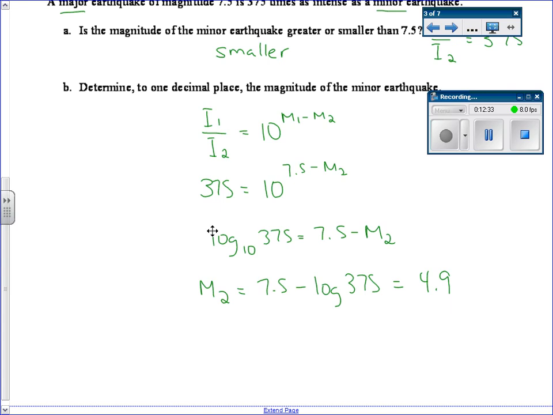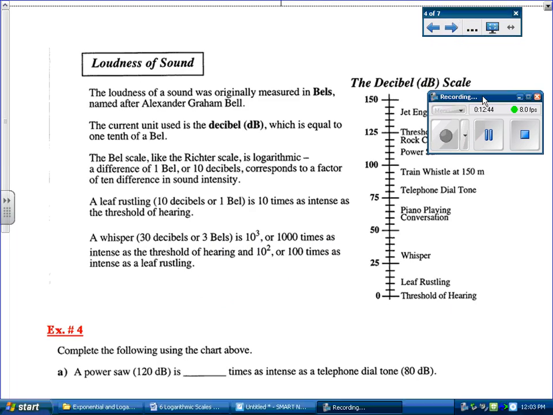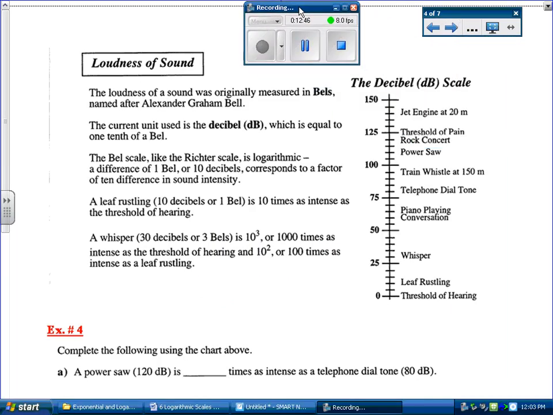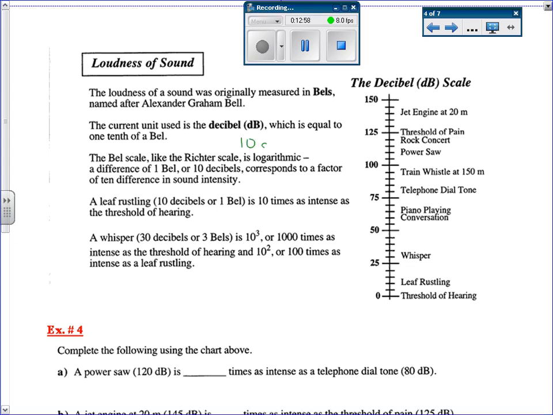Okay, so that's the Richter scale. We're going to look at loudness of sound and pH, which is essentially the same thing. All that we're really changing in our formula is what the variables stand for. So if we go to loudness of sound, what we're working with here is decibels. The loudness of sound was originally measured in bells, named after Alexander Graham Bell. But the current unit we use now is a decibel, which is 1/10 of a bell. So 10 decibels equals 1 bell.